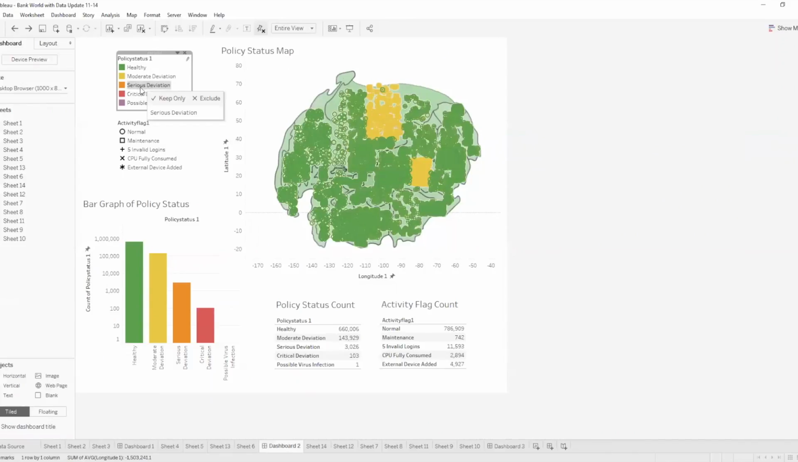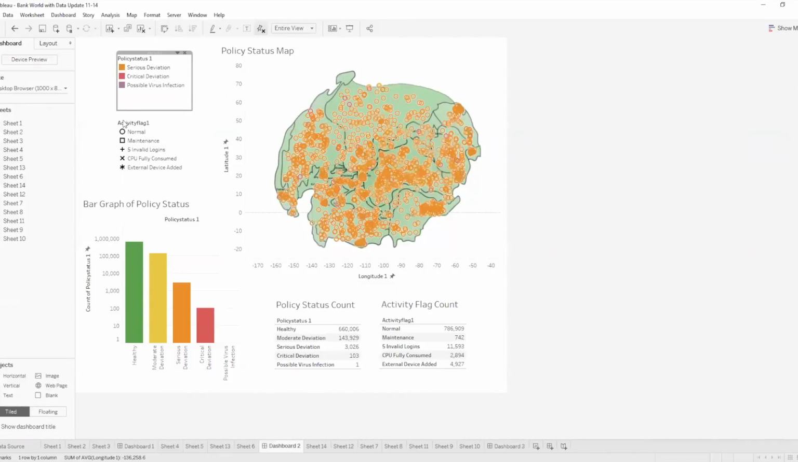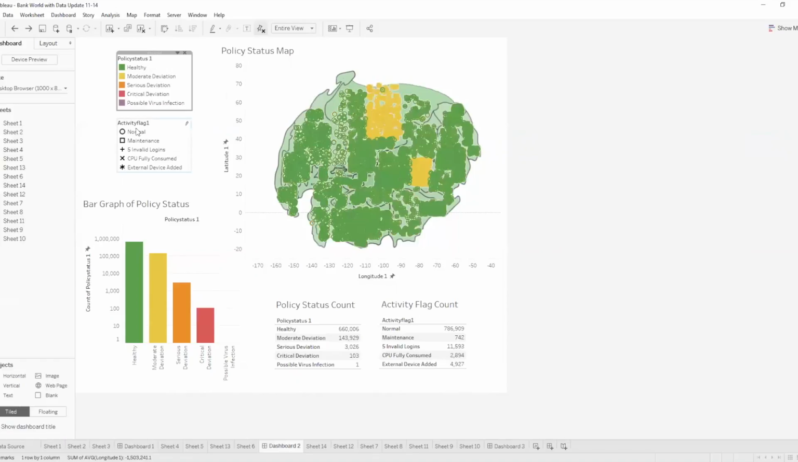There is no location pattern on machines with healthy or unhealthy machines, as those machines are distributed across the entire map. We can also see that the activity flag does not correlate to a specific policy status. For instance, a normal activity flag does not indicate a healthy policy status because there are machines in critical deviation with normal activity flags. This pattern exists for all activity flags, and thus activity flags is a bad predictor of whether the machine is healthy or not.